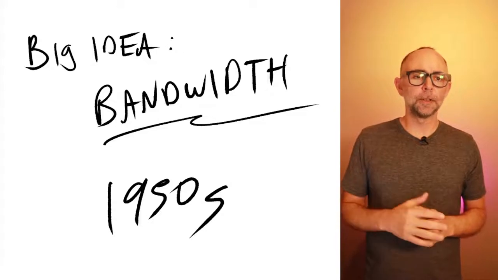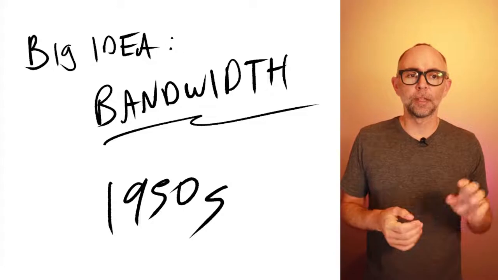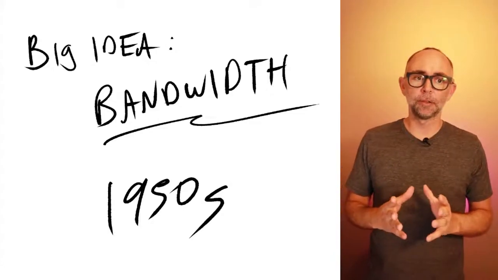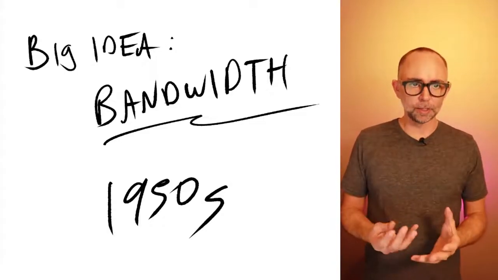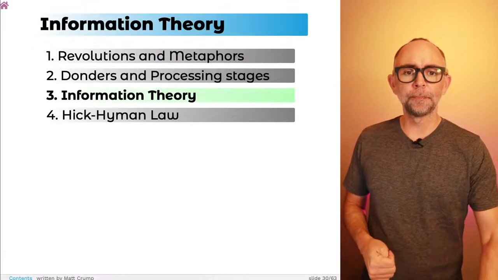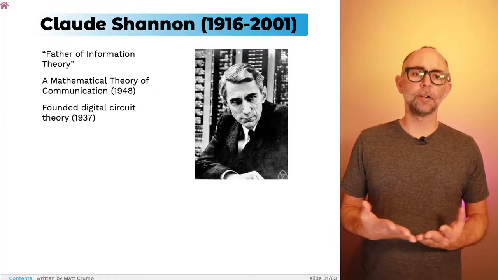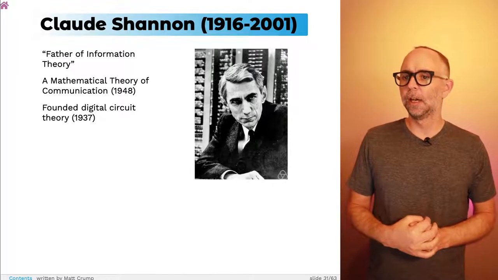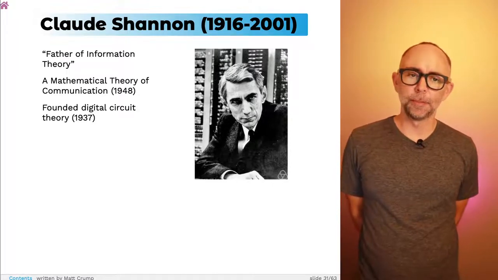And around the 1950s, people who were studying these performance limitations started bringing in ideas from outside of psychology to help explain or potentially organize the findings in cognitive psychology. That outside domain was information theory. Let's talk about it. Here's Claude Shannon. He's the father of information theory. And what he wrote was a book called A Mathematical Theory of Communication.